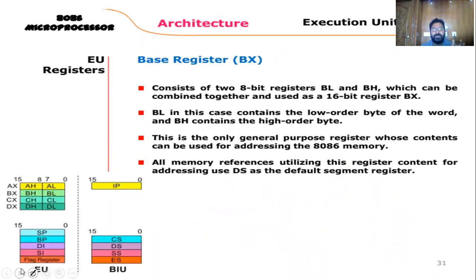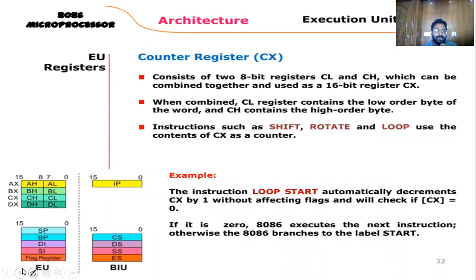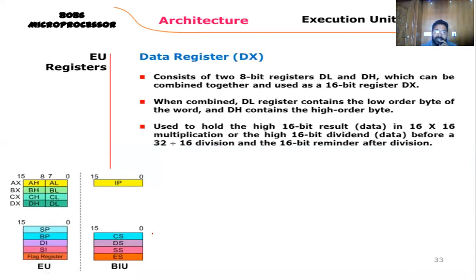So the base register, you know that base register, is one of the operand registers. This is general purpose. Then the counter register is especially used in counter operations, from increment to decrement, and at the same time in shift, rotate, and loop instructions as counter instructions. Then the data register: this is the 16-bit data register. You can use it for data purposes, such as addition and division, especially in the microprocessor.